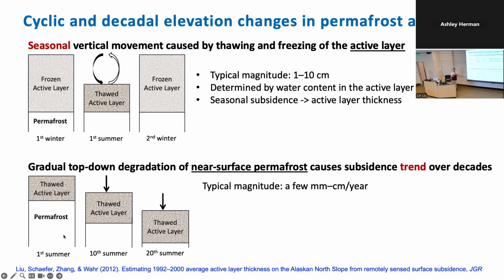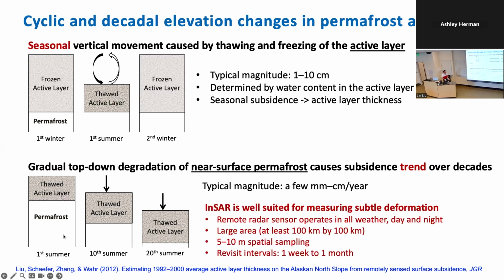But if we talk about decadal warming, as I showed you earlier on, permafrost continues to warm and thaw, and the active layer becomes thicker and thicker over time. So if the near-surface permafrost still contains a lot of ice that melts, the melted water drains away, then causing also a long-term subsidence of the ground. Such subsidence is subtle. It's only millimeter to centimeter level per year.